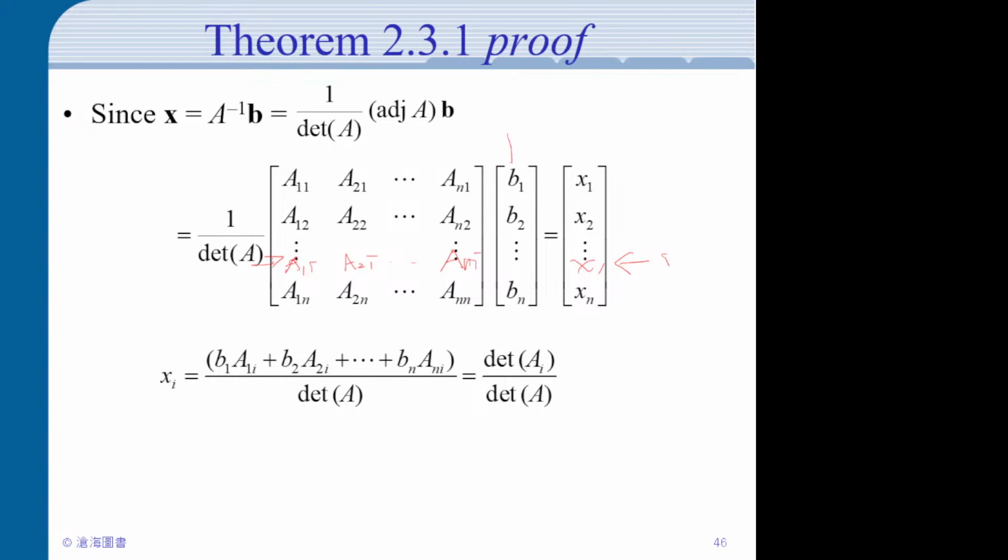Okay, so xi by the matrix multiplication rule should be this row inner product with this column. We talk about inner product anyway, and so that should be B1 times A1i, and B2 times A2i, all the way to Bn times ANi. Okay, so we are just writing the number here.